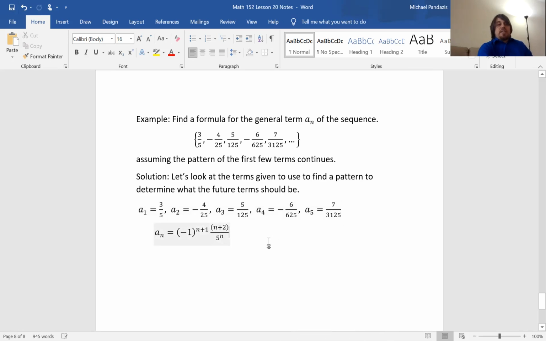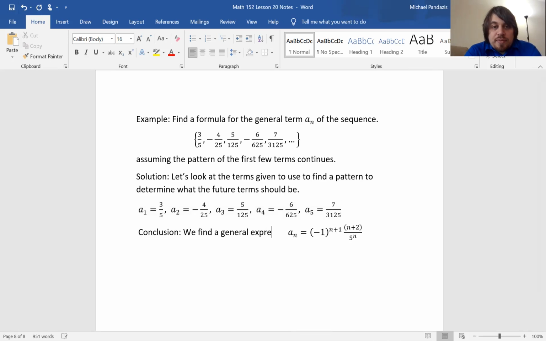Okay, so a sub n is equal to -1 to the n plus first power times n plus 2 over 5 to the n. That is a formula for the general term a sub n of the sequence. So, conclusion: we find a general expression a sub n is equal to that. Okay, so that's the solution to that example.